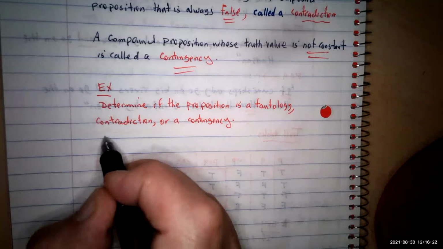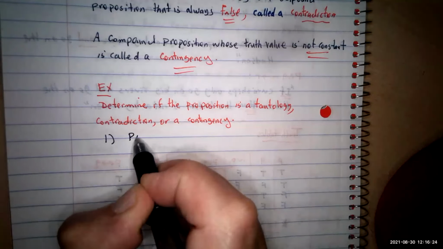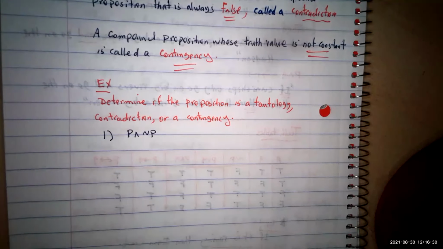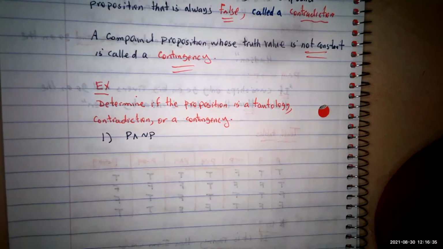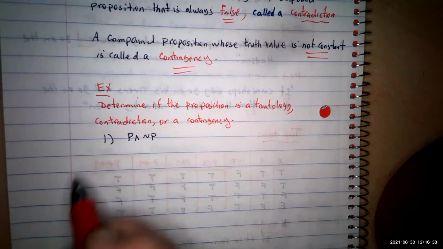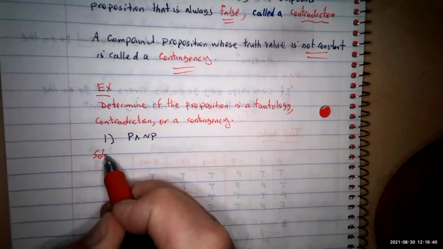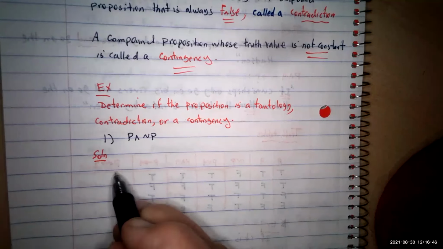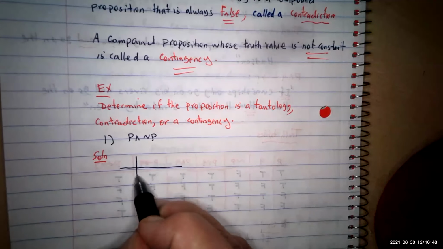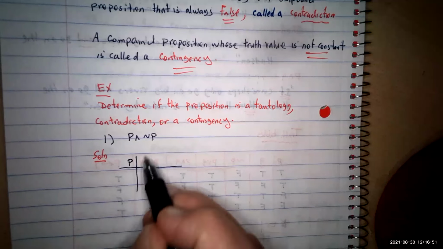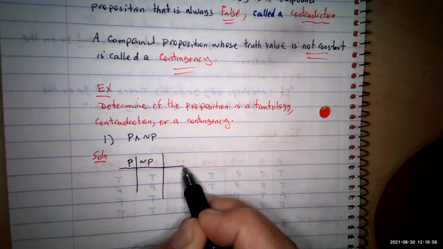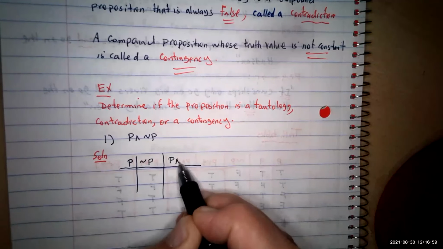Okay, the first one is very popular: P and not P. Draw a table. You just have to give us the range of the function, if you like. So the solution is to get the table. In your table, you need the P, you need the not P, and you need the result, which is P and not P.